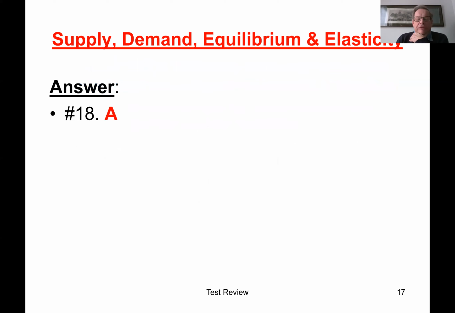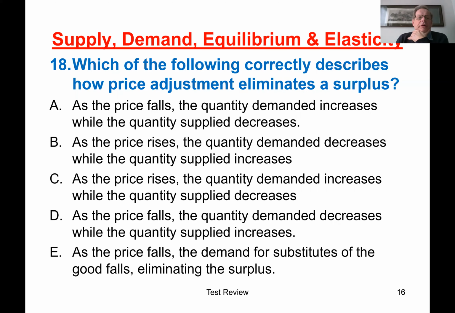And hopefully you selected A. So as the price falls, the quantity demanded increases while the quantity supplied decreases. So you've got them moving in the opposite direction and the surplus is eliminated.